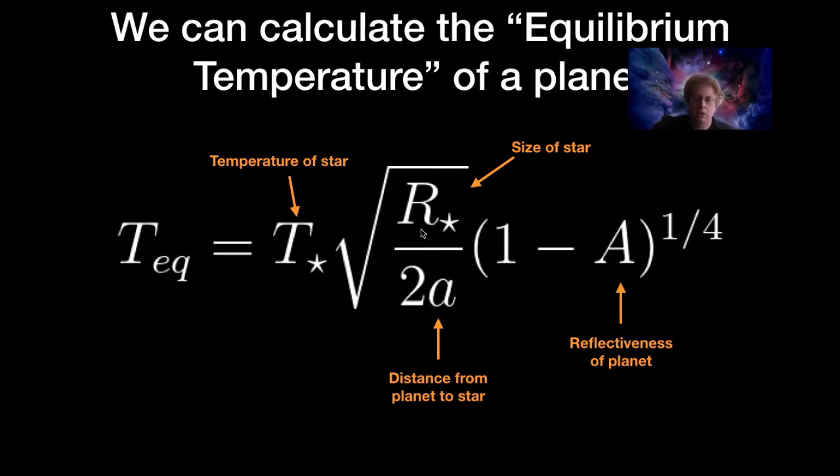The distance from the star, now you can see that the distance is underneath this fraction. So the bigger the distance from the planet to the star, the less warm the planet will be. The larger the distance, the cooler the planet. That makes sense too, right?